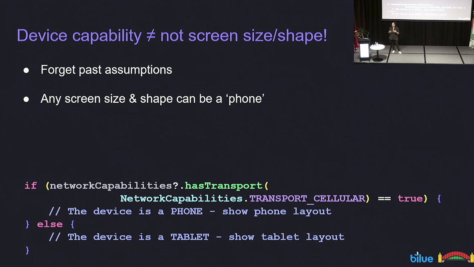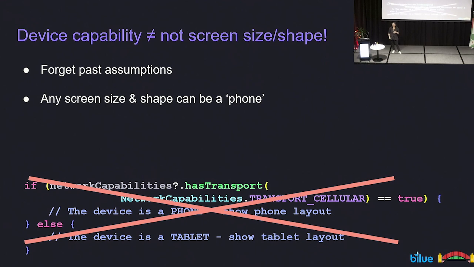Now, these days, a lot of large screen devices also have the SIM card slot, so we know that these can communicate with cellular networks. Also, something that's a large screen device may fold to a smaller phone. So any screen size or shape can be a phone, so we don't want to make these assumptions anymore.